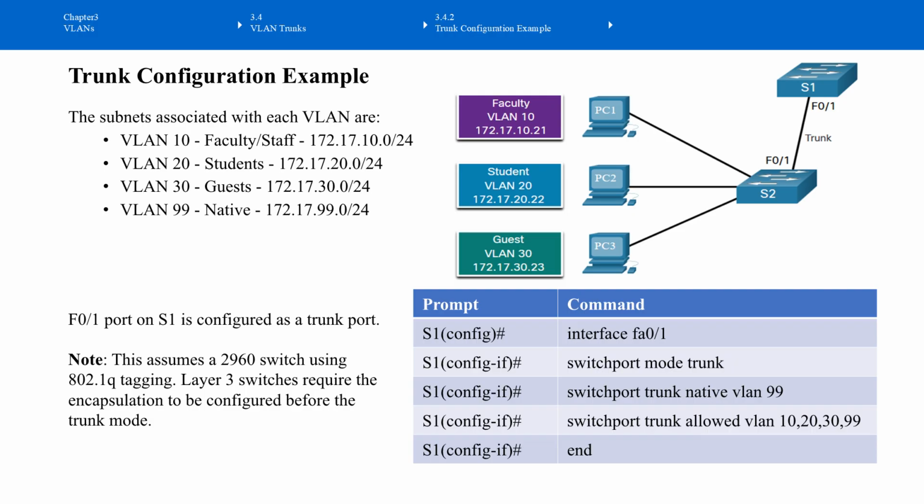If you look at the left-hand side, the subnets associated with each VLAN are as follows. VLAN 10 belongs to faculty and staff, with the following IP address and subnet mask. VLAN 20 is designated for students, VLAN 30 is for guests, and VLAN 99 is the native VLAN. So the FastEthernet 0/1 port on switch 1 is configured as a trunk port. Note, this assumes a 2960 switch using 802.1Q tagging. Layer 3 switches require the encapsulation to be configured before the trunk mode.